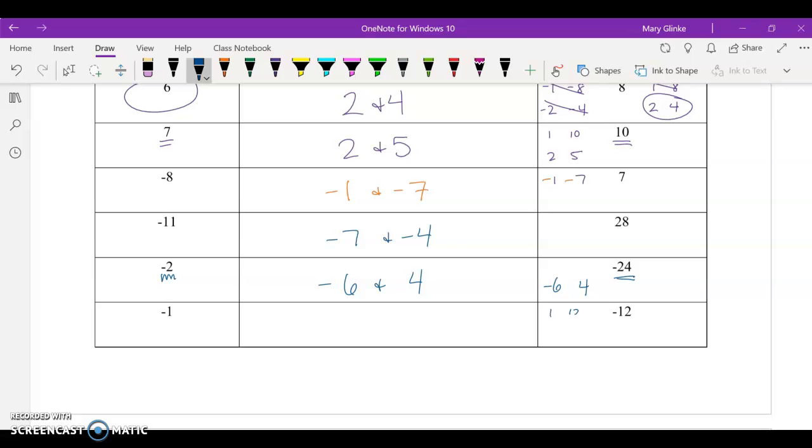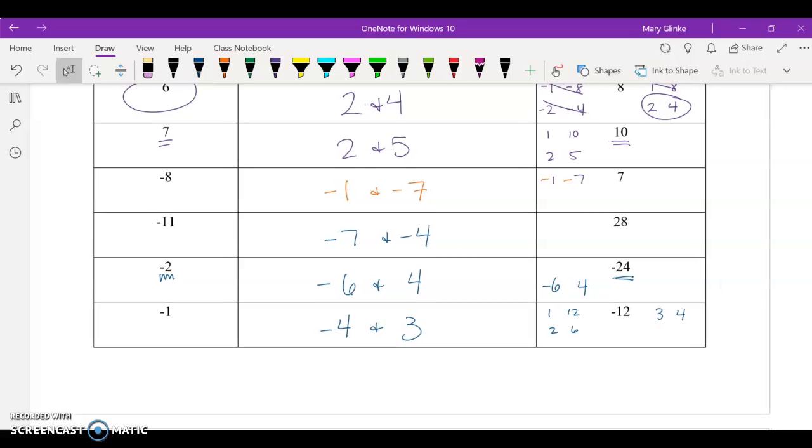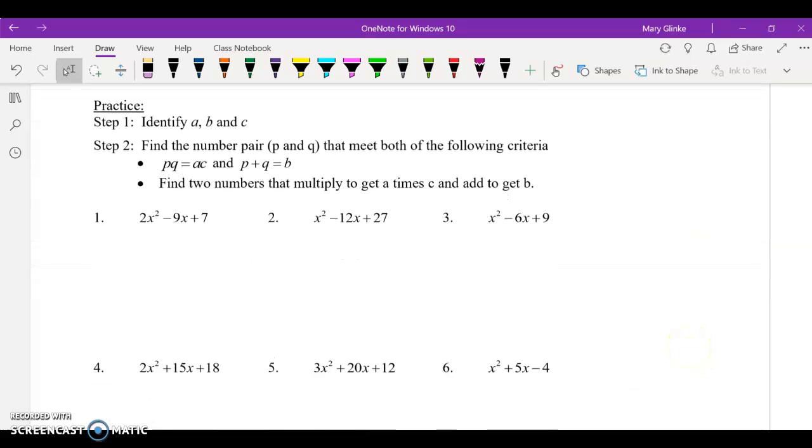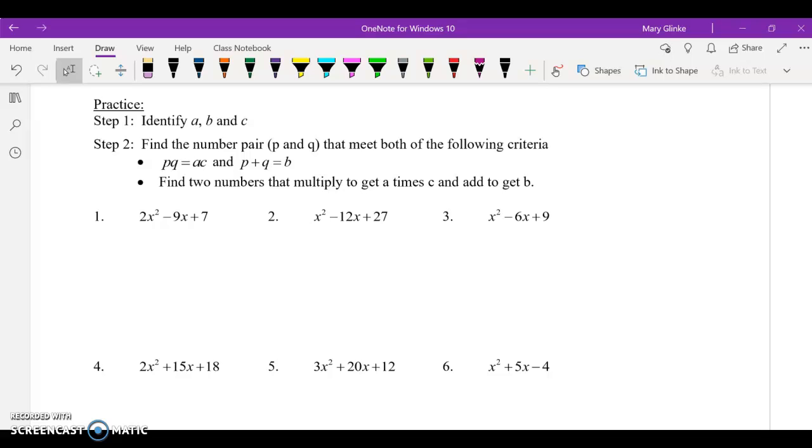For the last one, 1 and 12 don't work, nor do 2 and 6, but 3 and 4 would work if it was a -4 and a +3. So the first thing we need to make sure is we have this sense of multiplying to get and adding to get. Because now what we're going to do is we're going to step it out and take it to the next step. So we're going to apply it to quadratics. So you first want to identify A, B, and C.